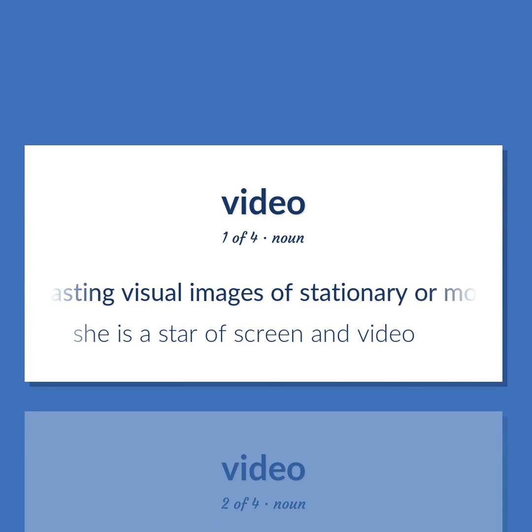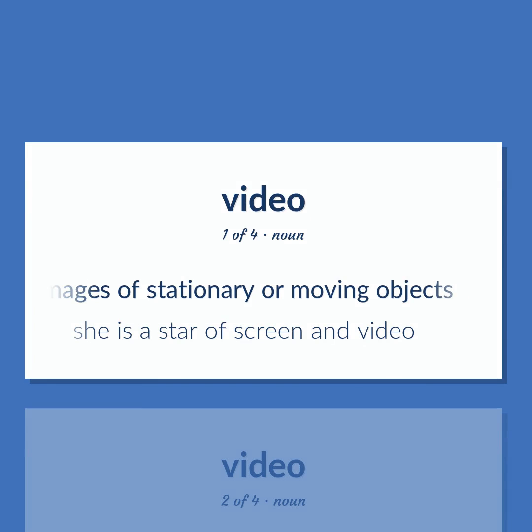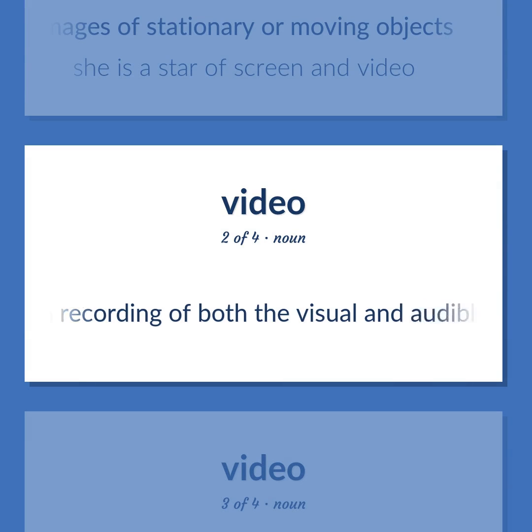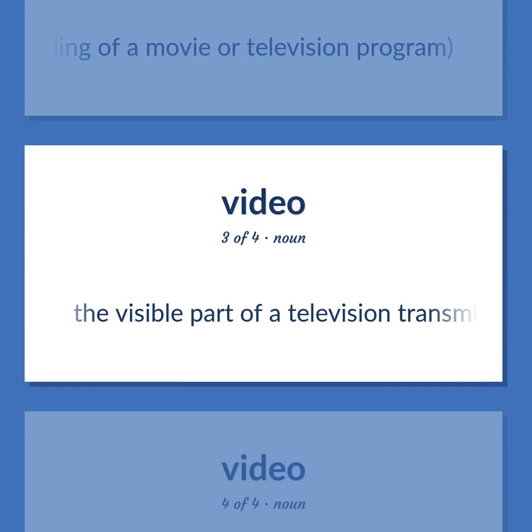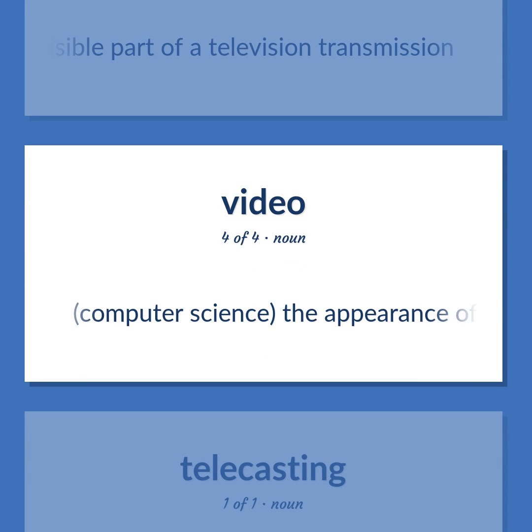Broadcasting visual images of stationary or moving objects. She is a star of screen and video. A recording of both the visual and audible components, especially one containing a recording of a movie or television program. The visible part of a television transmission. Computer science. The appearance of text and graphics on a video display.